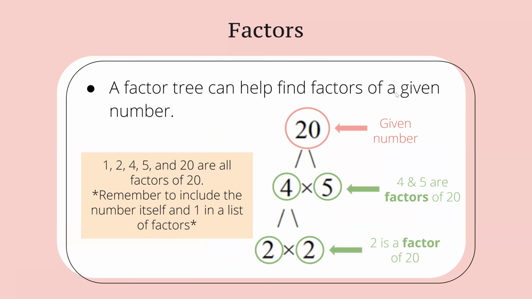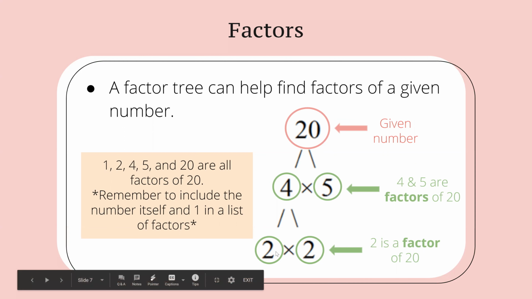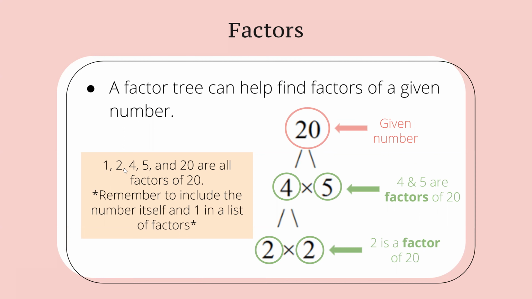A factor tree can help find factors of a given number. All of the numbers that branch off of a given number are considered factors of that number. When you list out the factors of a number, it is usually in numerical order. Also, when listing out factors, we do not repeat the same numbers. In our example, we see 2 twice, but when we list them, we only list them once. Remember, 1 and the number itself are always factors of that number. But wait, this list is incomplete, and let's see why in the next slide.